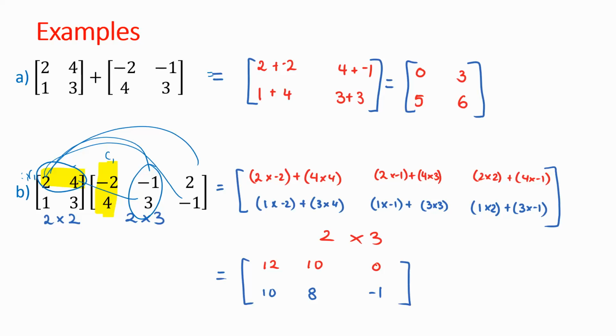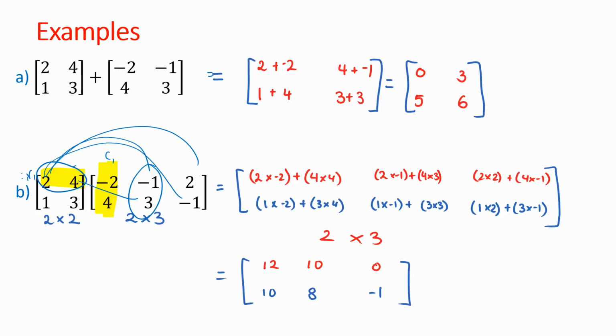So how does it work? Let's think about it. 2 times negative 2 is negative 4. Negative 4 plus 16. That's how I get 12. The next, row 1, column 2, you can see 2 times negative 1, which is negative 2, plus 12, gives you 10. That makes sense. Row 1, column 3, 2 by 2 is 4, plus 4 times negative 1 is negative 4. That gives you 4 minus 4, 0. So that's your row 1.